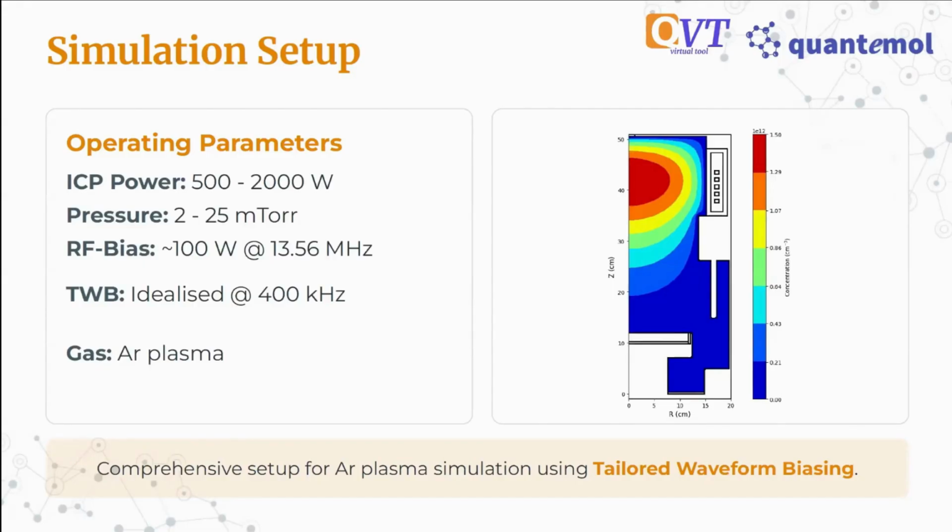Then if you do a conventional RF bias, you have some hundreds of watts at 13.56 megahertz. And then the tailored waveform biasing, where we are using an idealized waveform, which I'm going to show, at 400 kilohertz, and it's just argon. As I said, one block that we hit is we had no idea how the waveforms that come out of the generator actually look.